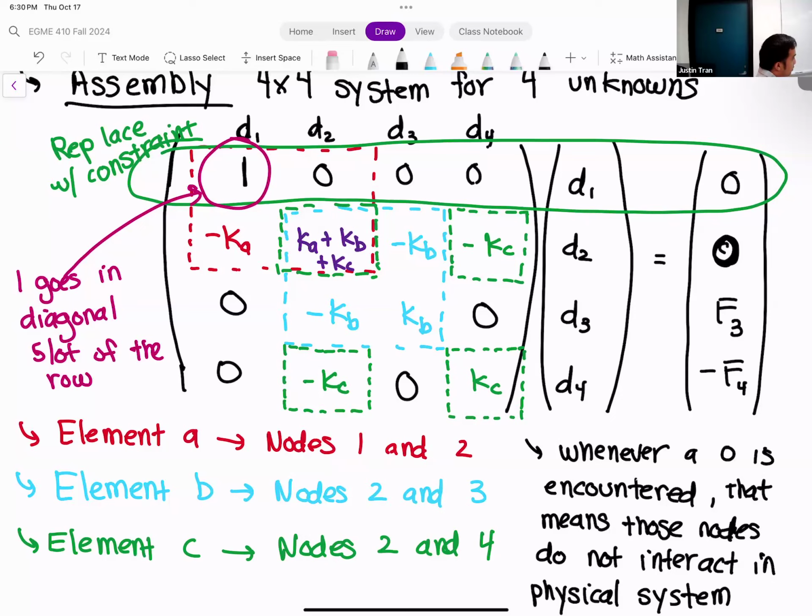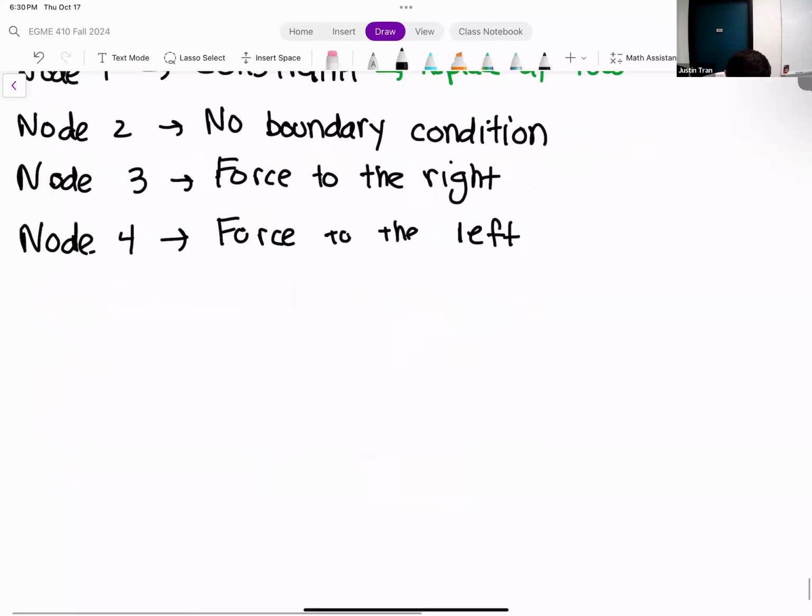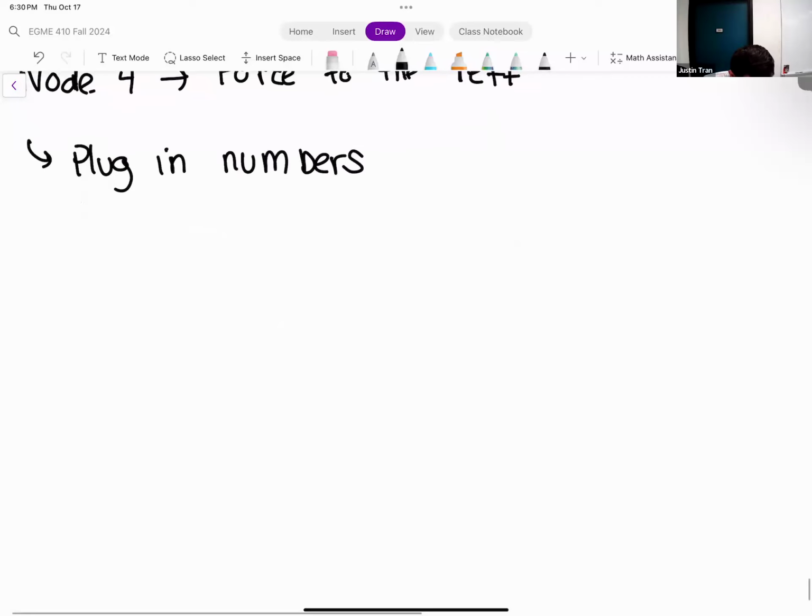Okay. So the next step in this process is we're going to plug in numbers. So we're going to plug in values for the Ks and the Fs, and then we're going to plug that into MATLAB and solve for it. Okay. All right. Any questions on how we got to this point here? Okay. Good. So let's go ahead and plug in numbers. Just because we can. So we're going to plug in all the values of K, all the values of F. And so we get the following matrix.